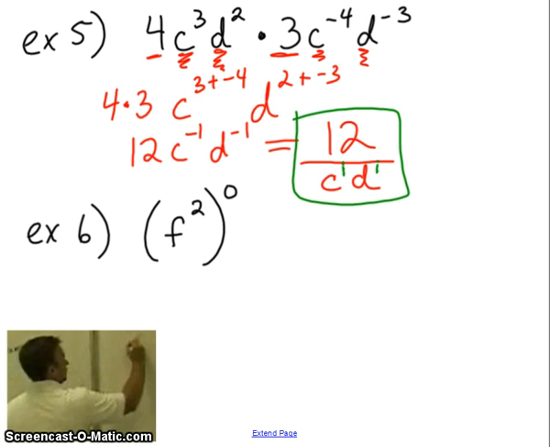Example 6, we have f squared to the 0 power. Now this is the power of a power property, so we go f squared times 0. We multiply the two powers. 2 times 0 is 0. And then we have the zero exponent property. Anything raised to the 0 power is 1, even if it is an f.